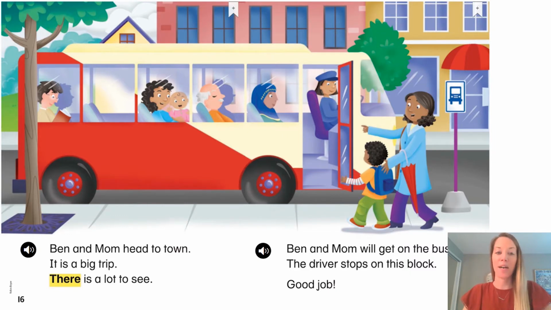Ben and Mom head to town. It is a big trip. There is a lot to see. Ben and Mom will get on the bus. The driver stops on this block. Good job.